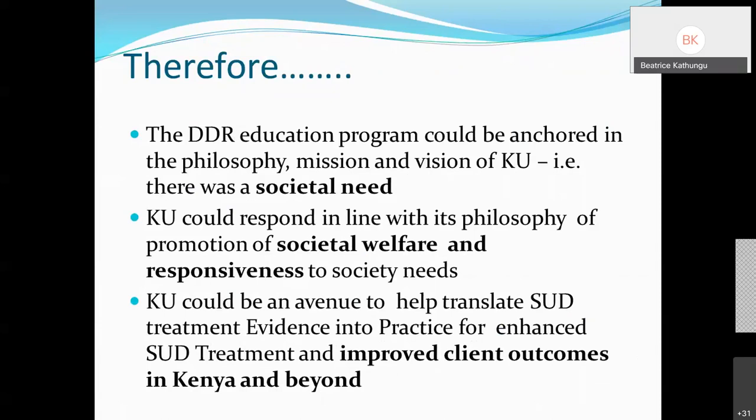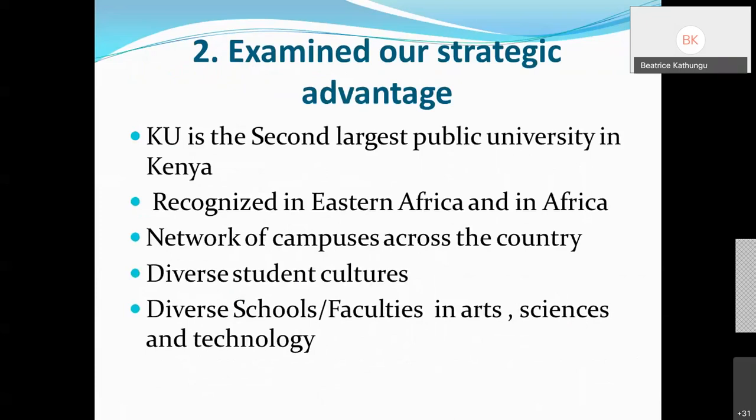The other thing we looked at was our strategic advantage. As a university, we are the second largest in Kenya. We have recognition in Eastern Africa and basically in Africa. And we have got a network of campuses across the country. It means that if we want to offer the program to different parts of the country, then students can access. We have diverse student cultures. We have got diverse schools, whether it's in the sciences or in the arts or in the technology, which then means if we want to borrow expertise from different departments, we can actually do that.